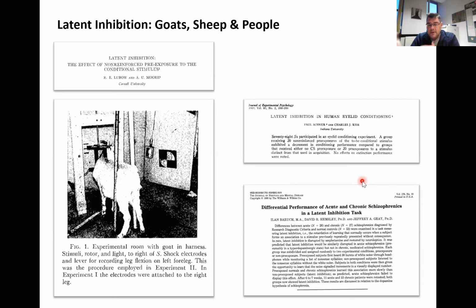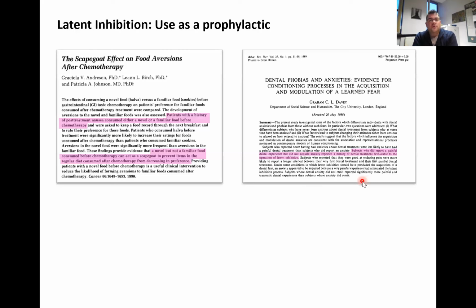So irrespective of whether a stimulus is novel or familiar, people with schizophrenia will typically show comparable learning to these two stimuli. And the effect has also been explored as a possible contributing factor to whether psychological prophylactics may be successful. By this, I mean any kind of intervention that might be used to try and prevent a condition from occurring, some kind of mental health condition.